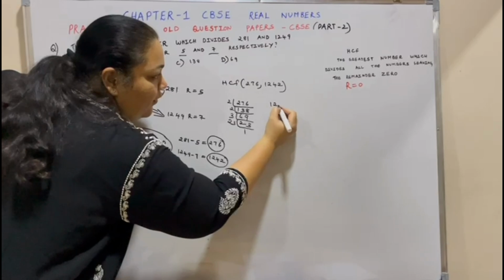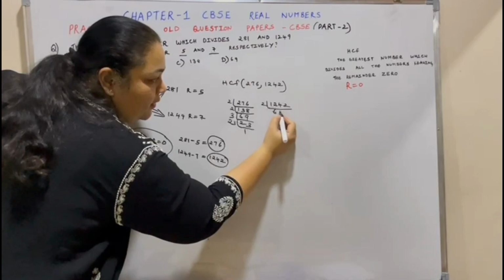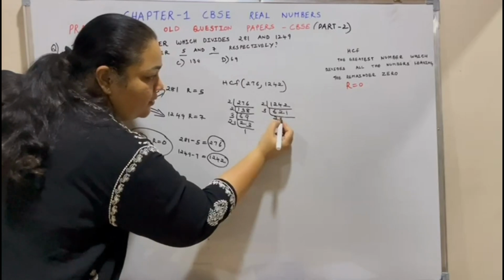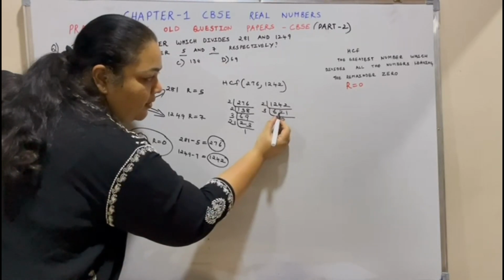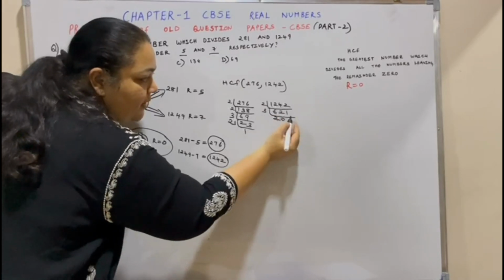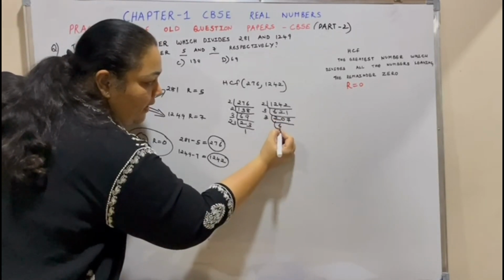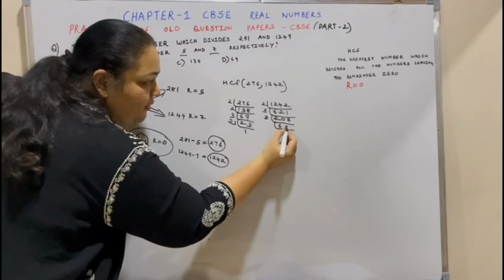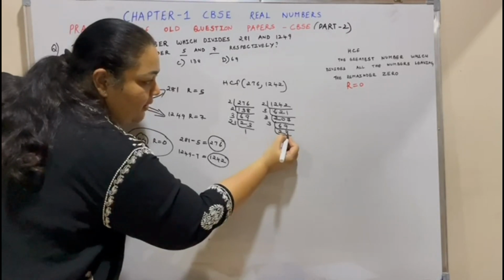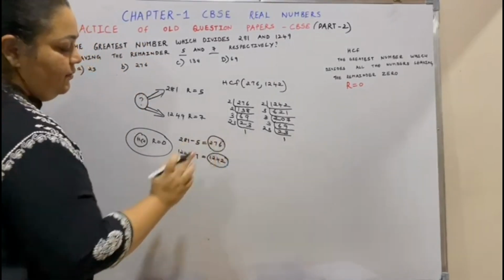Then 1242, what is the prime factorization? 2 sixes are 12, 2 twos are 4, 2 ones are 2. Then again 3 twos are 6, then here it will come 0 because 2 we cannot divide, so for the next number you have to go to 3. So 3 sevens are 21. Again 3 sixes are 18, remainder 2, 27, so 3 nines are 27. So here 3 twos are 6, 3 threes are 9. Again 23 is a prime number.